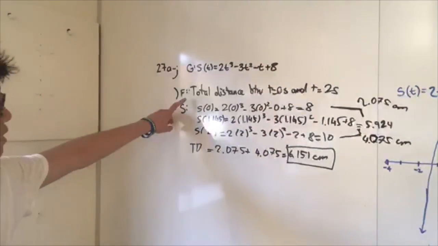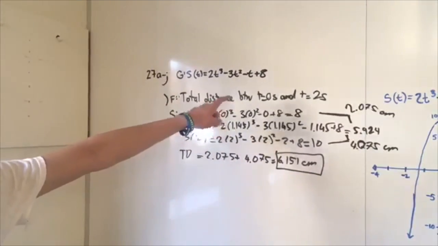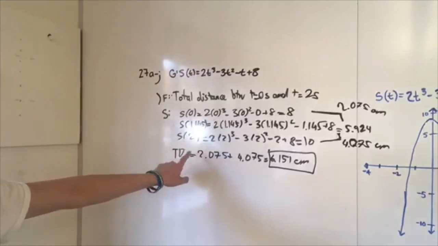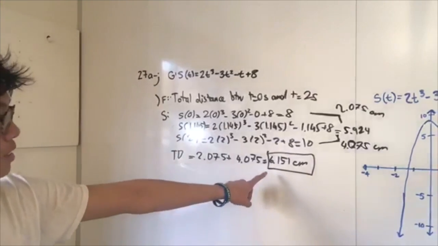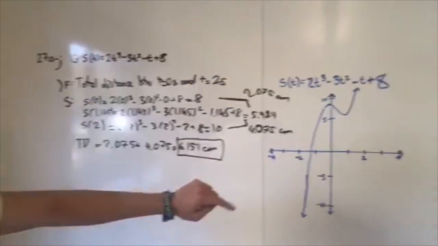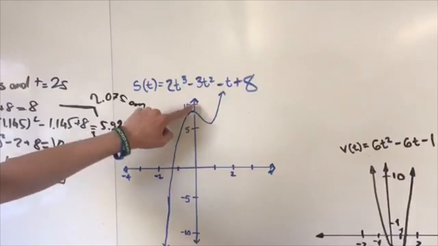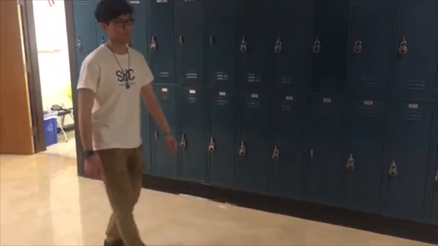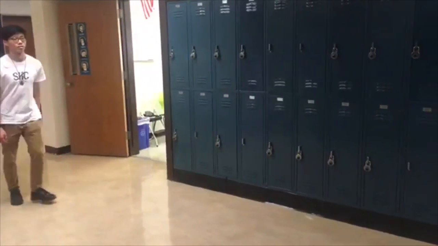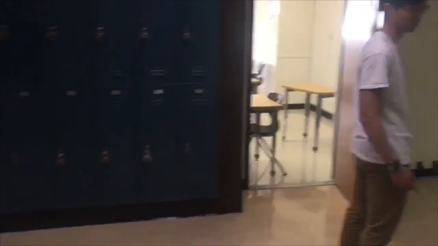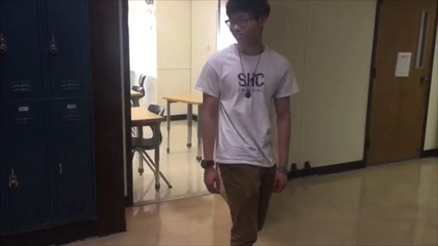Okay, so for this one, we have to find the total distance between t equal to 0 and t equal to 2 seconds, and we have to keep in mind the critical number. We find the total distance equal to 6.151 centimeters, and yes, the distance covered is basically the whole line. This is time equal to 0 seconds. And this is time equal to 2 seconds, and the entire distance covered from the very beginning, including the direction change, all the way to the end, is 6.151 centimeters.